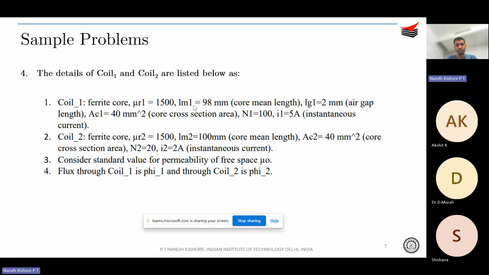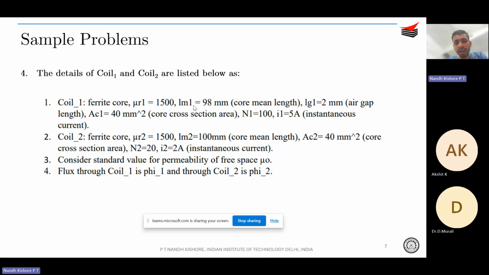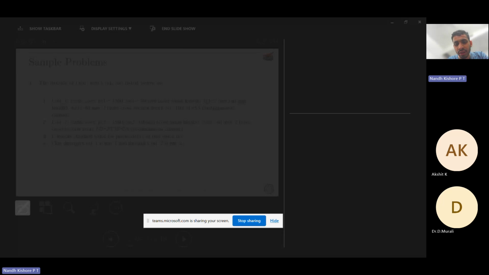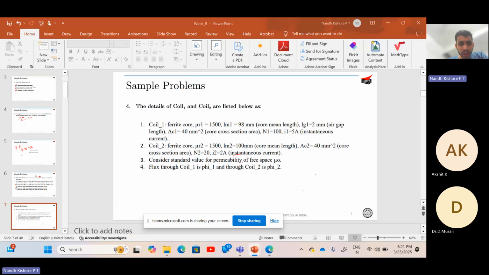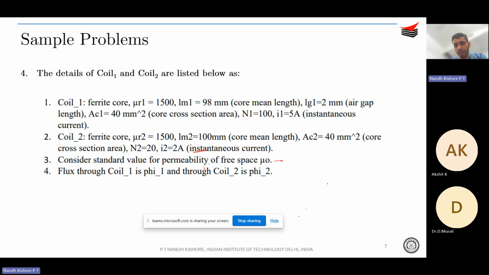Consider standard value for permeability of free space μ naught. So you know the standard value for permeability of free space is basically 4 pi into 10 power minus 7 Henry per meter.